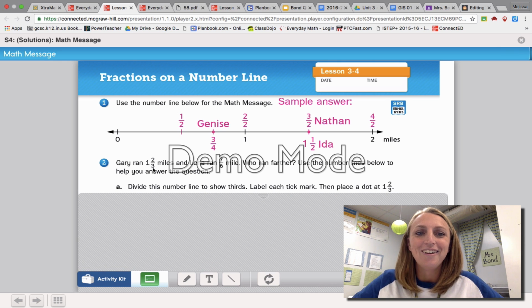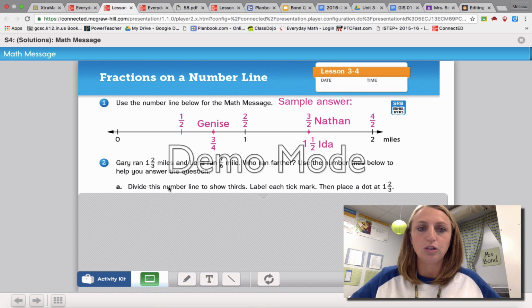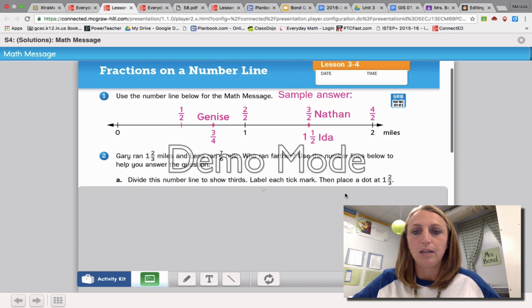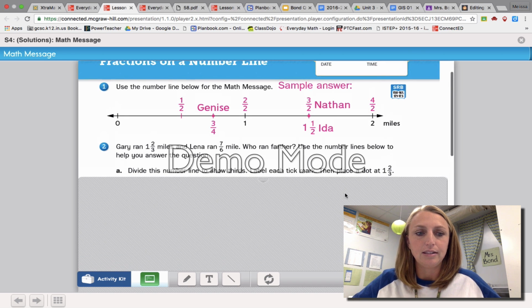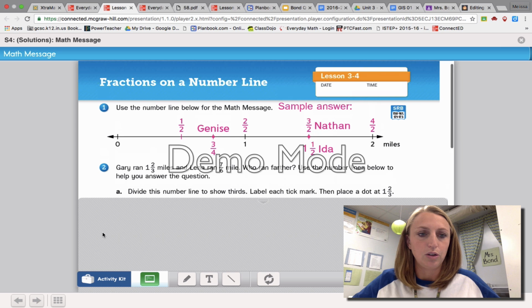Gary ran 1 2/3 miles and Lena ran 7/6 mile. Who ran farther? Use the number lines below to help you answer the question. Divide this number line to show thirds, label each tick mark, then place a dot at 1 2/3.